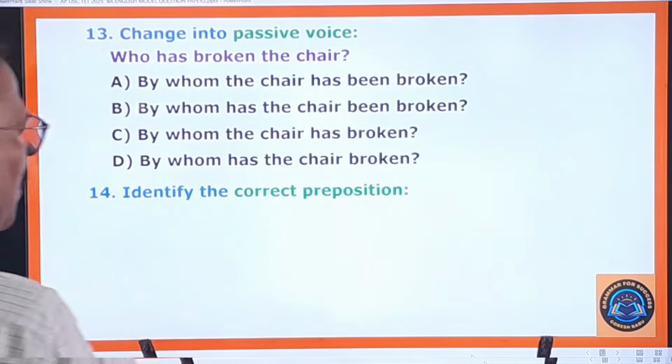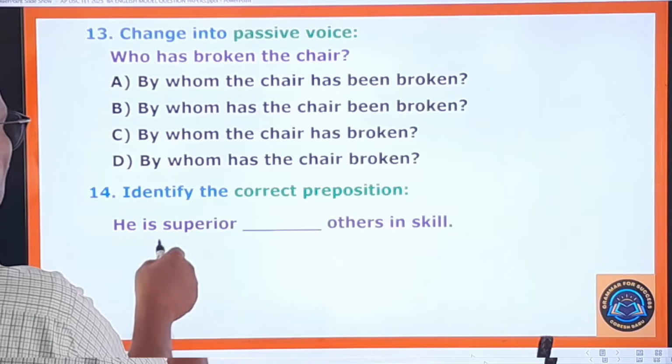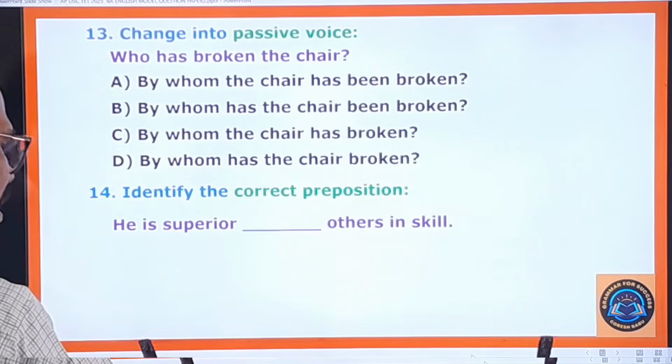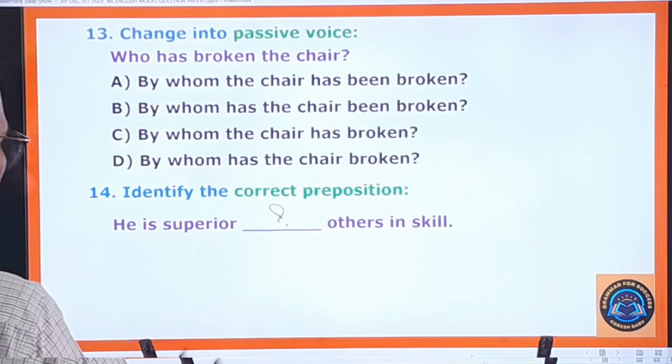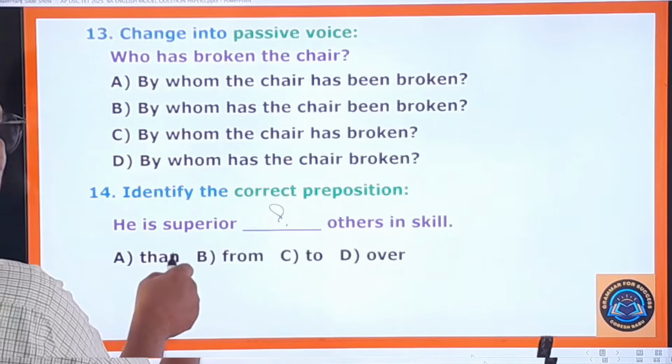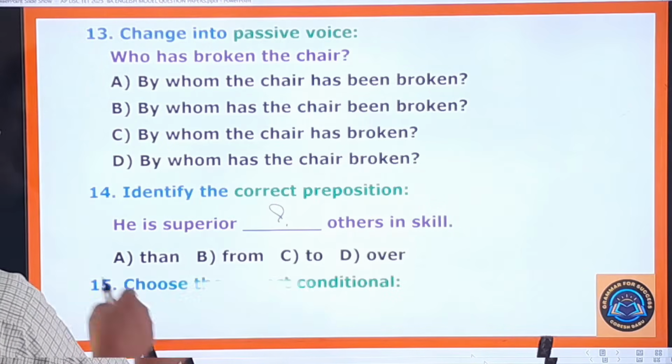Identify the correct preposition. And here you pay attention. He is superior dash others in skill. So what preposition must be used here? And what are the options given? Than, from, to, over. 15th question.